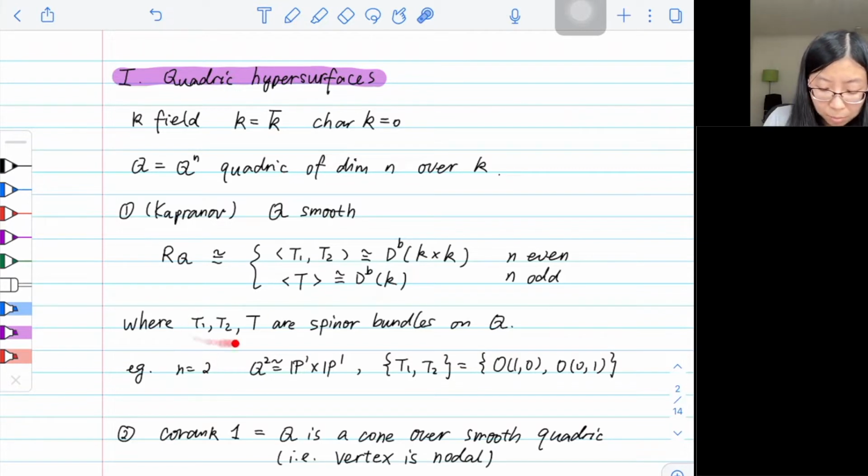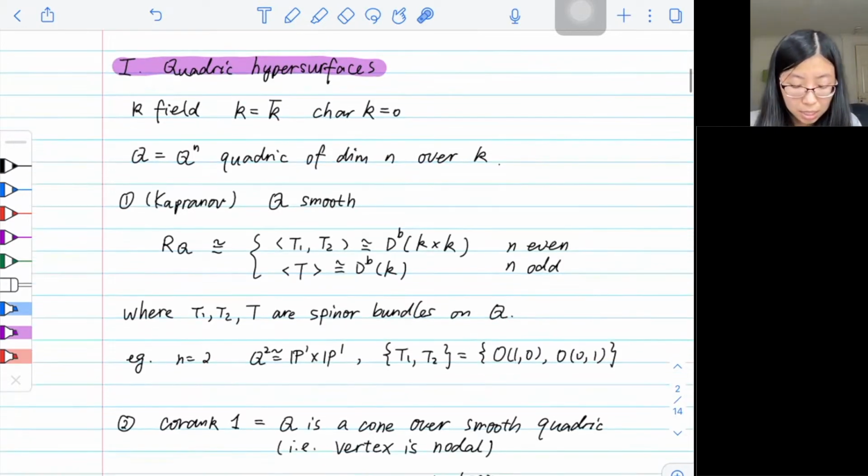Here, all these objects, T1, T2, T, are the spinor bundles on a smooth quadric. For example, when the dimension is 2, your quadric is just P1 times P1. Then the spinor bundles are just the line bundles O(1,0) and O(0,1).